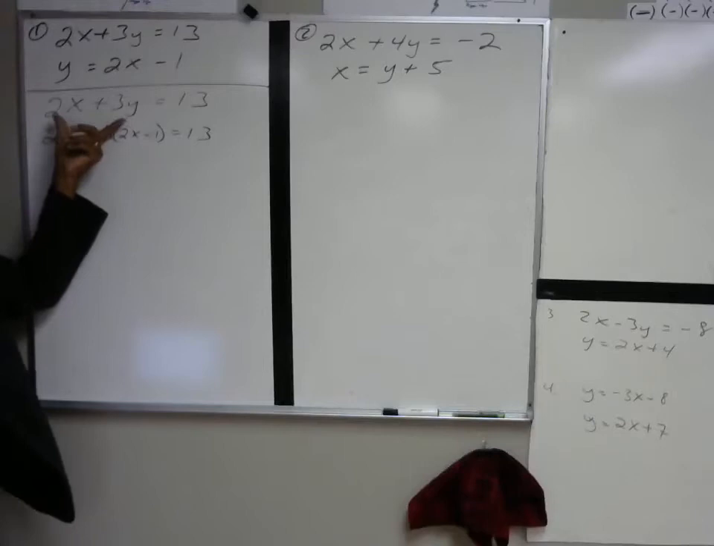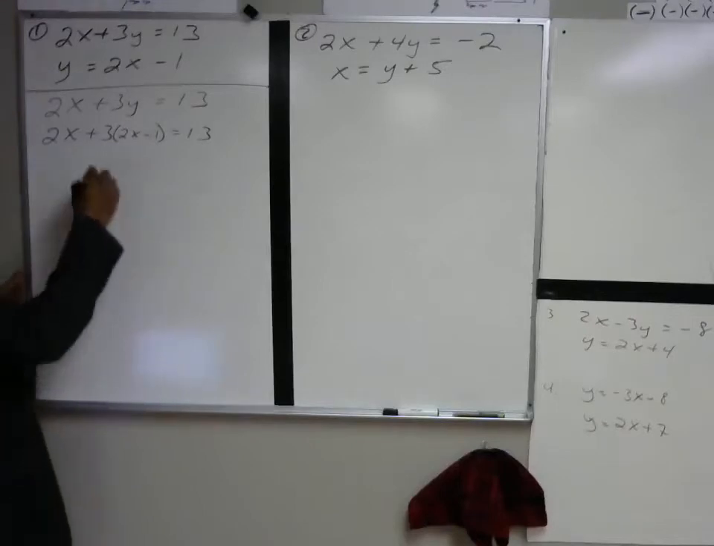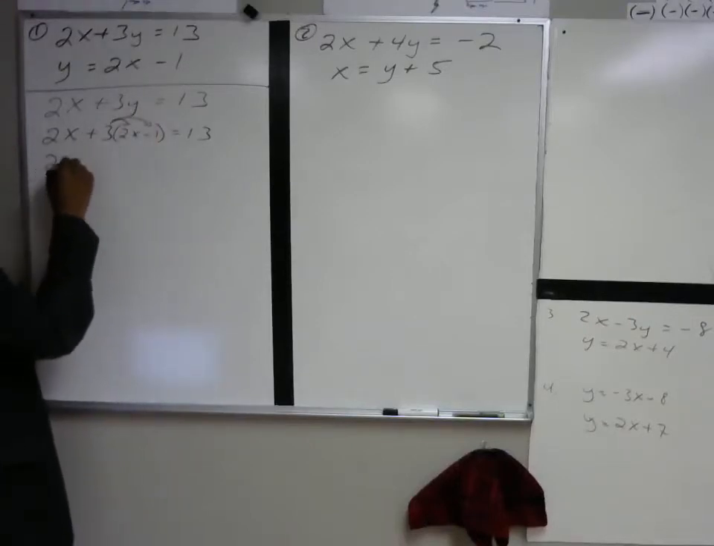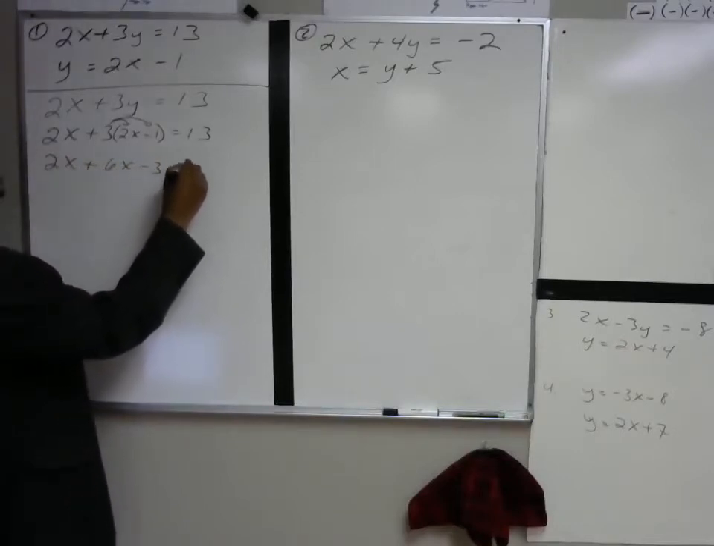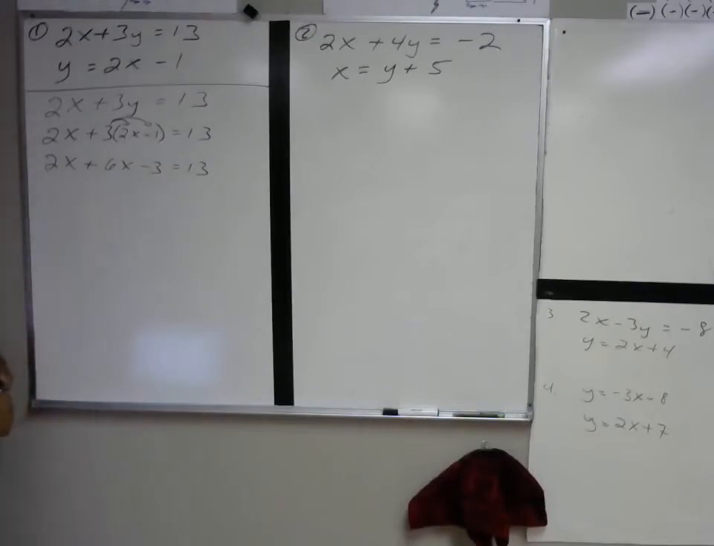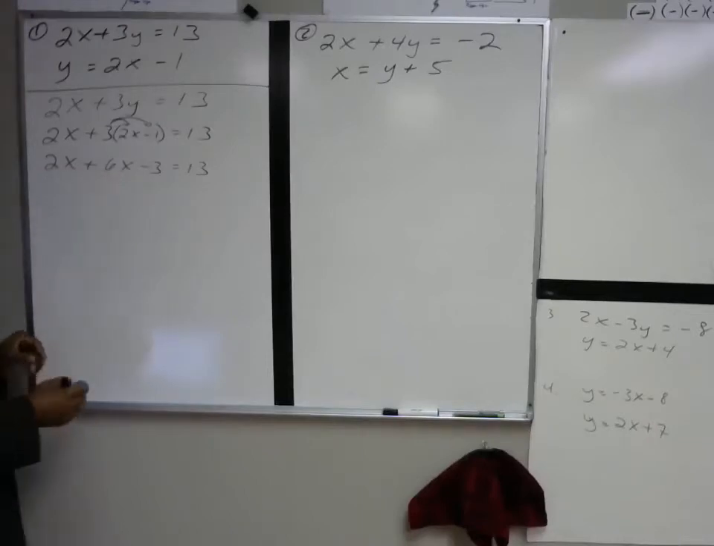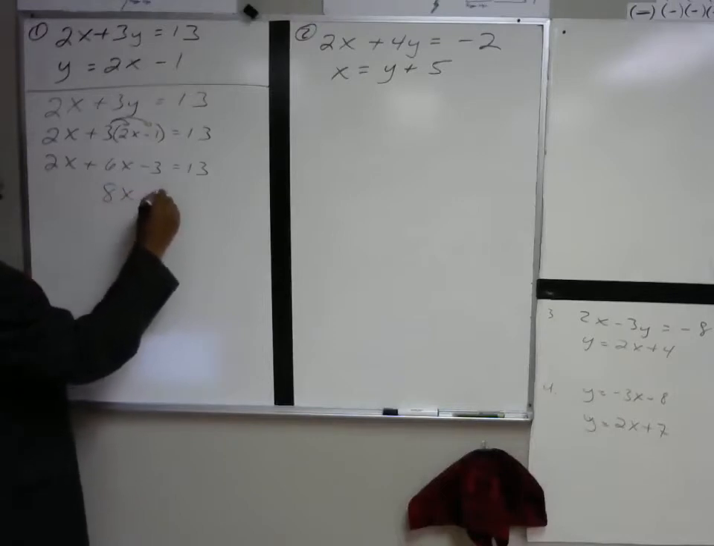Now we went from two variables, x and y, to just one variable. And now we solve for that one variable x. Using the distributive property with 3, we're going to end up with 2x plus 6x minus 3 equals 13. Here we're going to collect like terms on the same side, the 2x and the 6x. That's going to become 8x minus 3 equals 13.